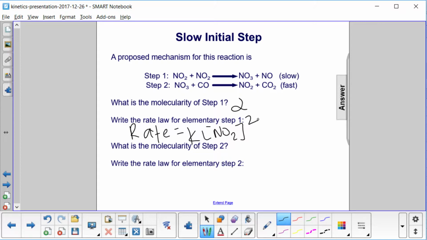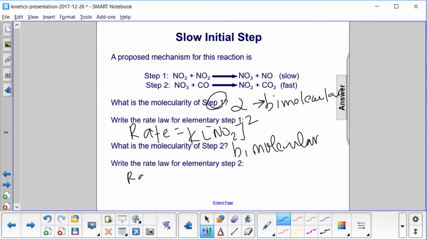Step 2, the molecularity, is bimolecular. I probably should have written that for step 1 too instead of just writing 2, because there are 2 molecules. It is bimolecular. Then the rate law for step 2 is rate equals k times the concentration of NO3 times the concentration of CO.